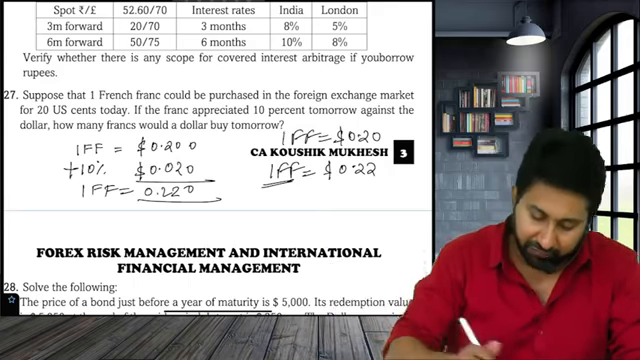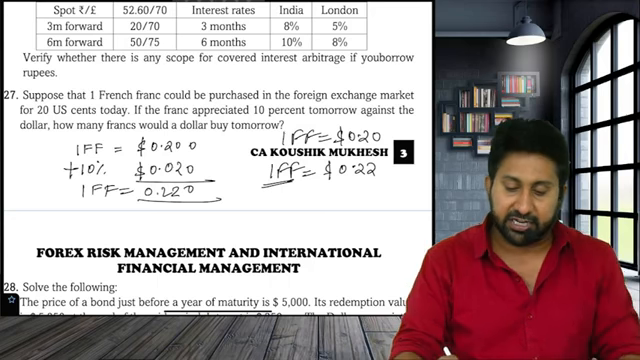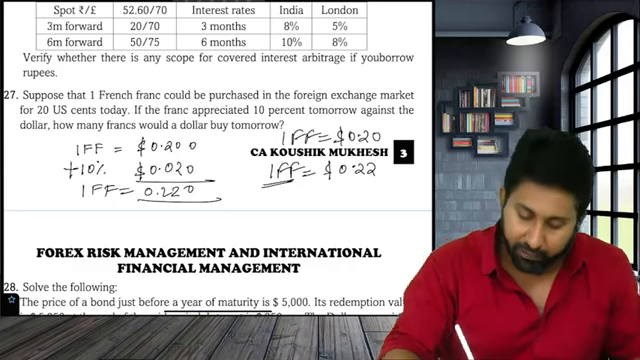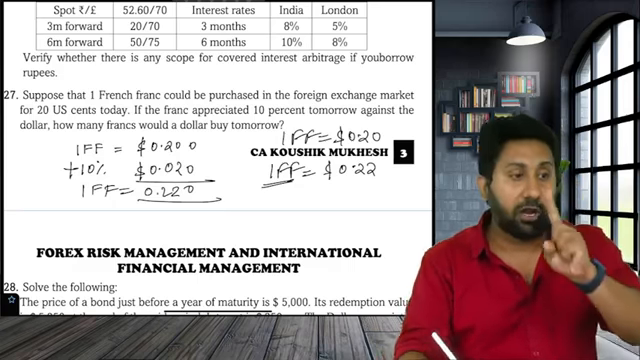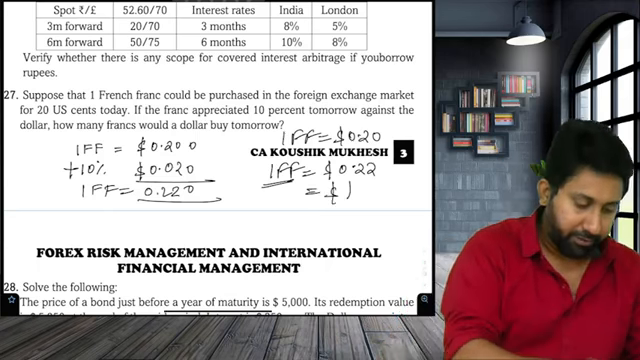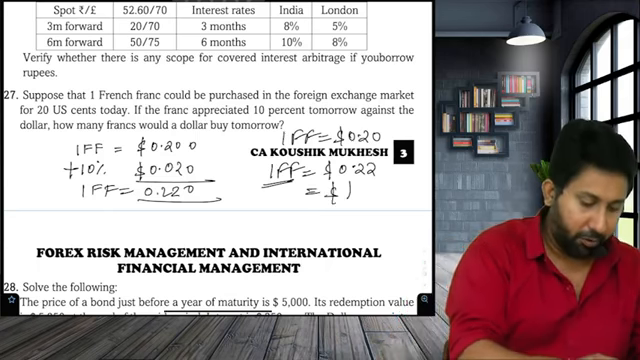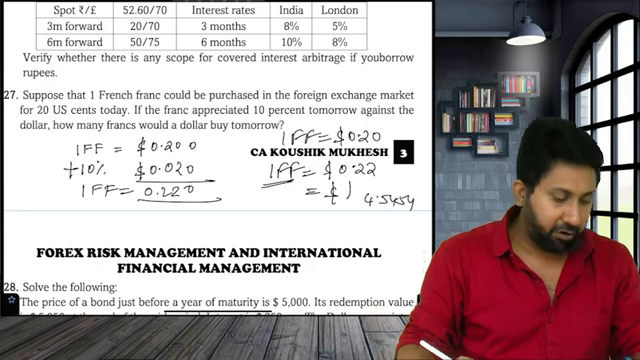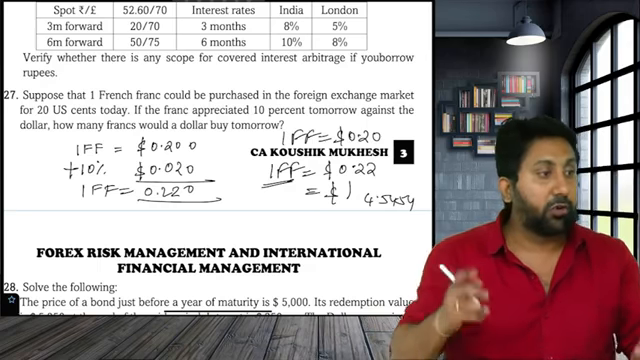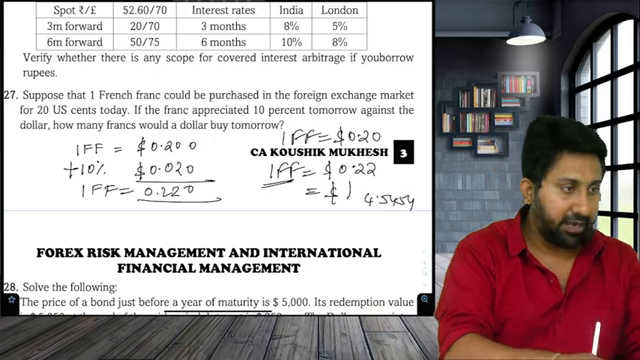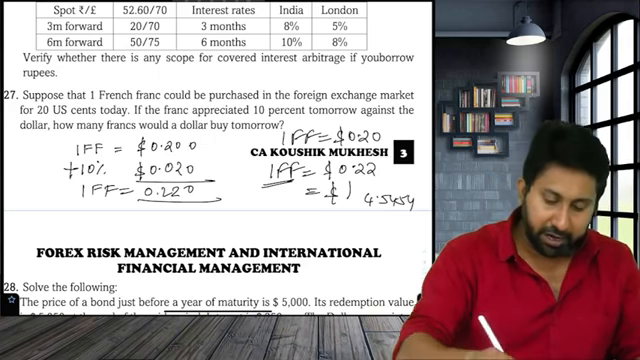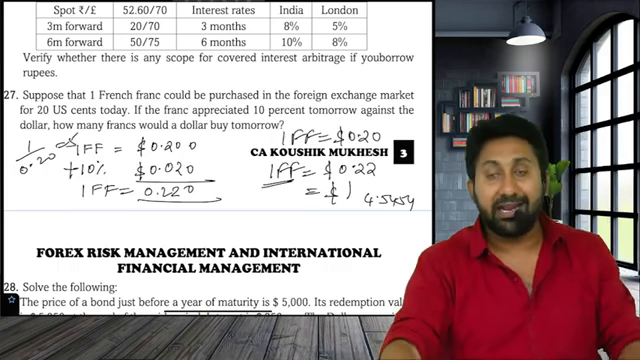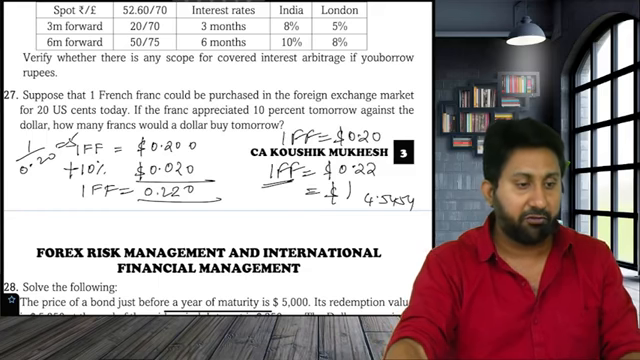Clear everyone? So first the exchange rate: 1 FF equals $0.22. Now he is asking the reverse: how many French francs can $1 buy tomorrow? $1 means 1 divided by 0.22, which is 4.5454. So this is the answer. In today's market, $1 can buy 1 divided by 0.2, which equals 5. So $1 can buy 5 French francs today, but later $1 can buy only 4.5454 French francs.